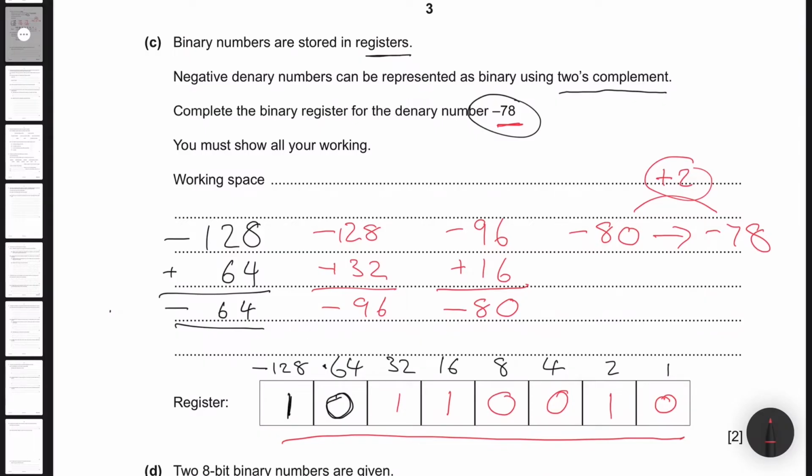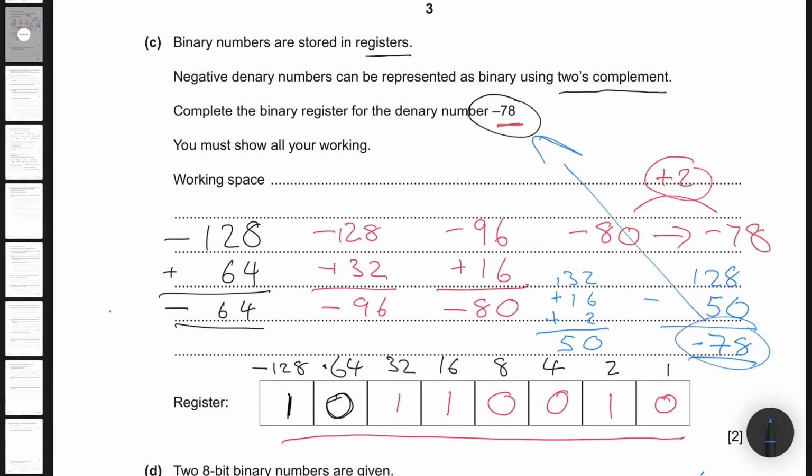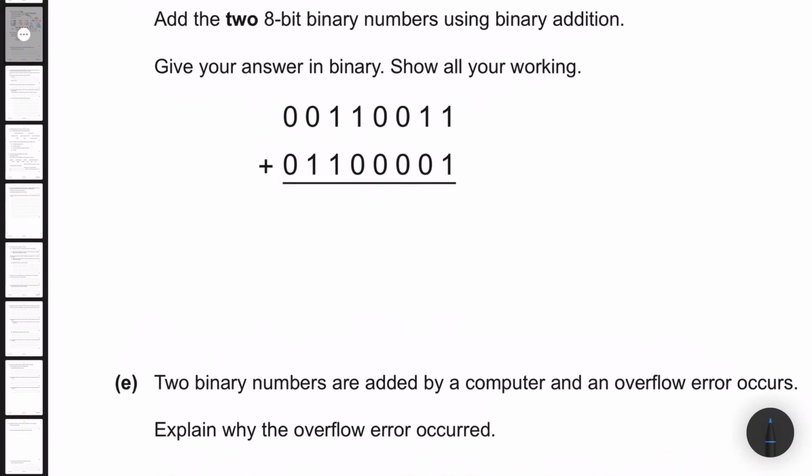And just to check that, 32 plus 16 plus 2 is 50, so 128 minus 50 equals 78. Okay, minus 78 in there, that's the same as that, we're okay. Okay, I'm just going to zoom in a little bit so you can see this a bit better.